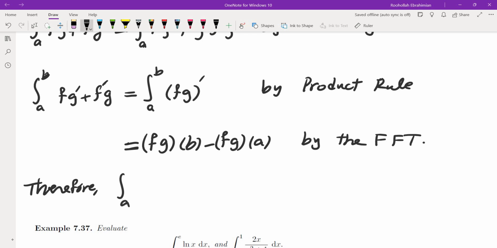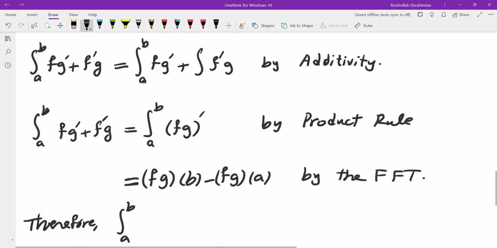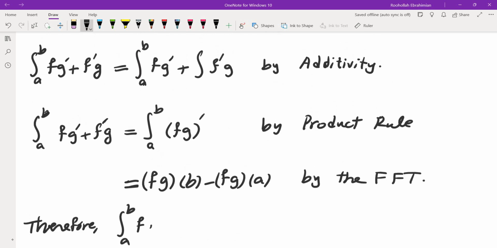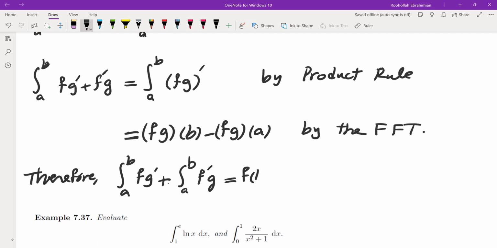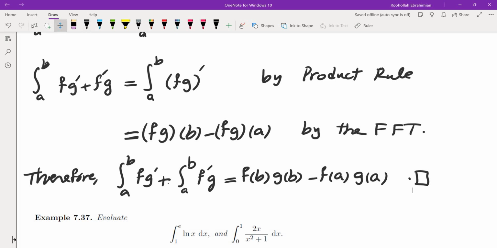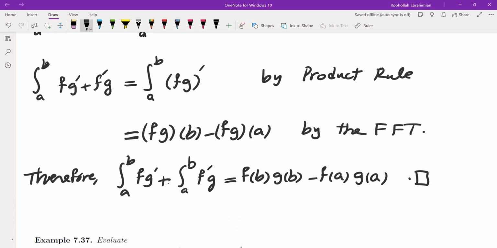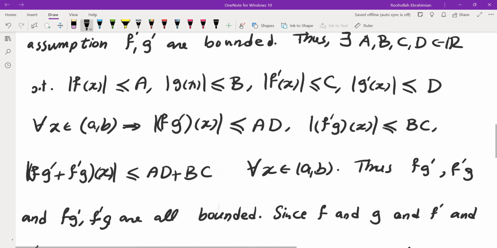Therefore, if you combine the two things that we got, integral from a to b of fg prime plus integral from a to b of f prime g is equal to this bottom, which is f of b g of b minus f of a g of a. And that's exactly what we wanted to prove. If you just move the integral of f prime g to the right, you get exactly the identity that we were given.